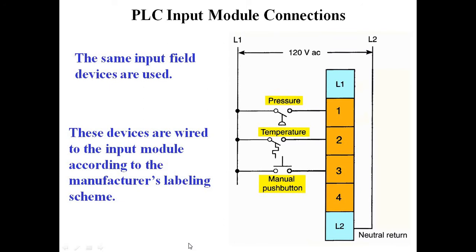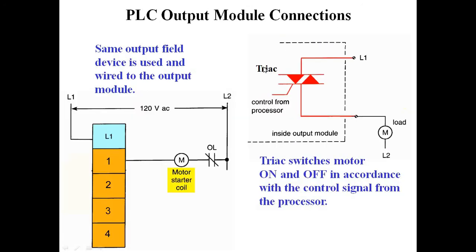PLC input module connection. Here L1, L2, L3 are 3 input wires from the pressure, temperature and manual push button. The same input field devices are used. The devices are wired to the input module according to the manufacturer's labeling scheme. Here the neutral return is L2, then L1 is positive. And then PLC output module connections. The same output field devices are used to wire the output module.